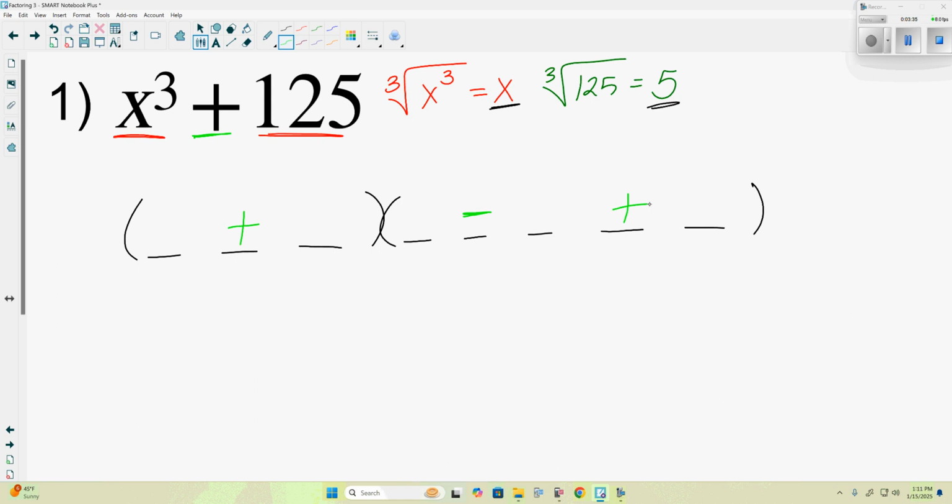Are we ready to start plugging our terms in? Let's focus on the smaller set of parentheses first. So our first term, the one that goes in the first spot, is going to be dealing with the cube root of our first term, which is just x. The number that goes in our other spot for this first one is going to be the one taking the place of b. Just x and 5. Questions on this here?